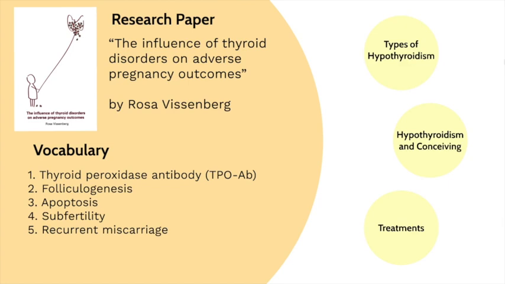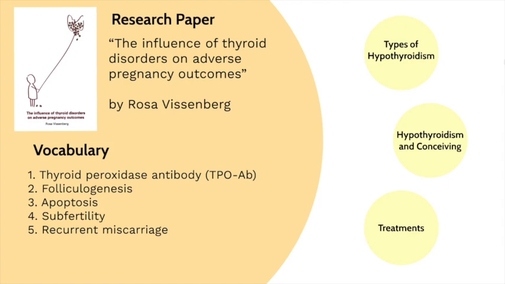Then the third one is apoptosis, if I'm pronouncing that correctly, which is a form of programmed cell death. And then the fourth is subfertility. This was slightly mentioned in the guest lecture, but just a refresher. It is a delay in conception, so not necessarily infertility. You can conceive naturally, it just takes longer than usual.